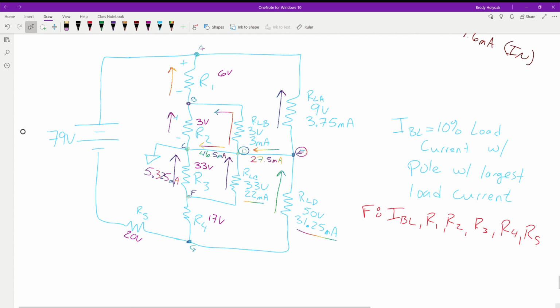Wait, didn't we just do that? Oh no. Okay, so yeah, we're just going to add the current going across R3 and the current going up between B and D, and that was at 50 and 118.